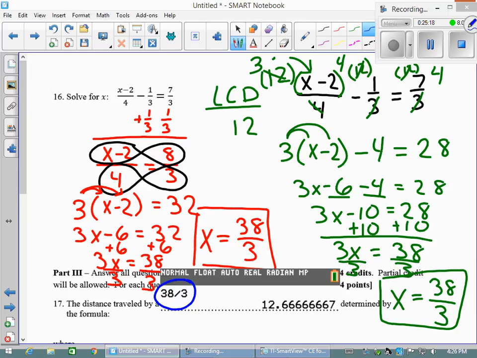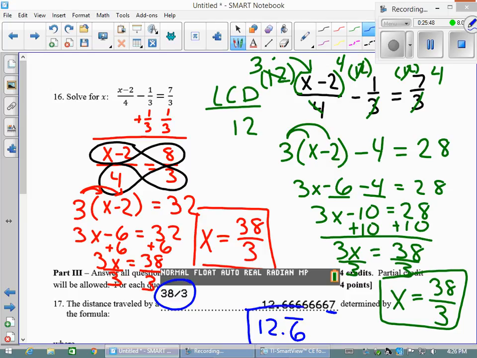So, if you did put this into your calculator and you wanted to write it as this answer, you would need to write it as 12.6 repeating. The question did not ask us to round, so you cannot just round this to 12.7. That would be an incorrect answer because they did not ask us to round it. So you either had to write it as 12.6 repeating, or just leave it as your 38 over 3.